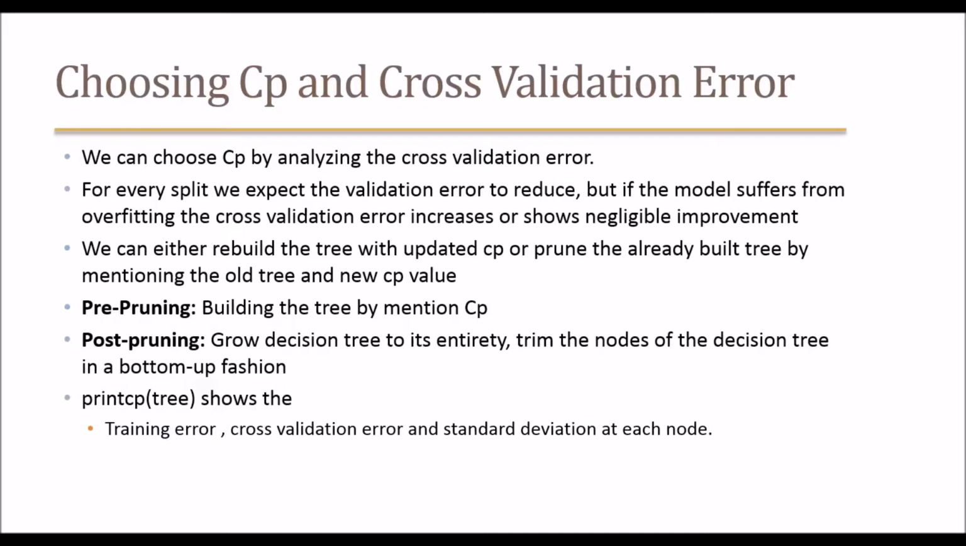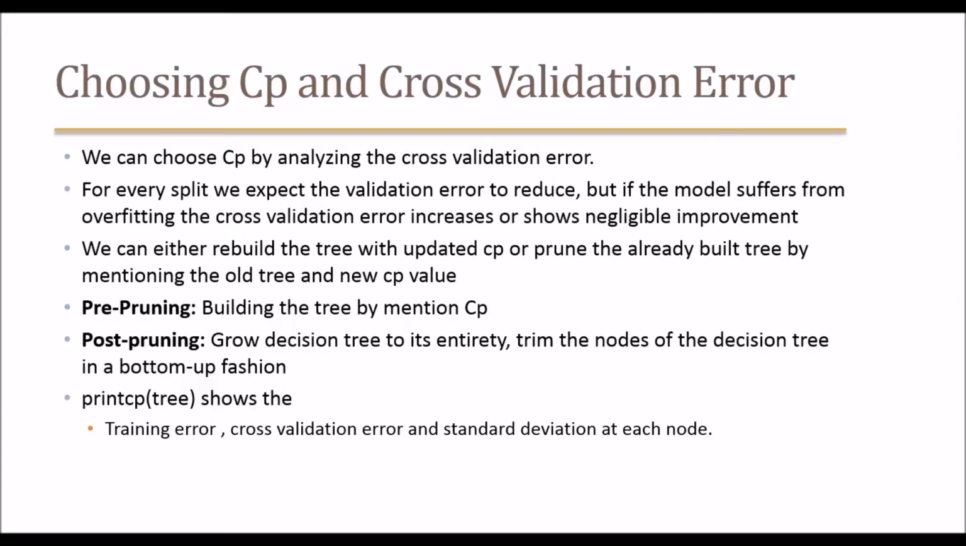We can choose the complexity parameter by analyzing the cross validation error. If you remember, the test error that we are talking about is nothing but cross validation. It's an example of cross validation. That means instead of using the training data, we take a different data set and cross validate the error. Whenever we are building a new split, we expect the training error to reduce. We expect the error to reduce and the accuracy to increase.